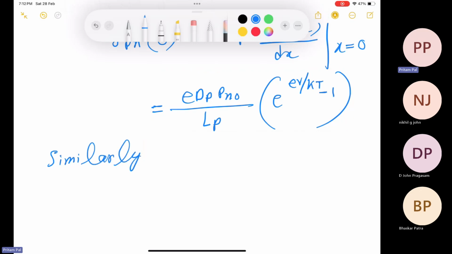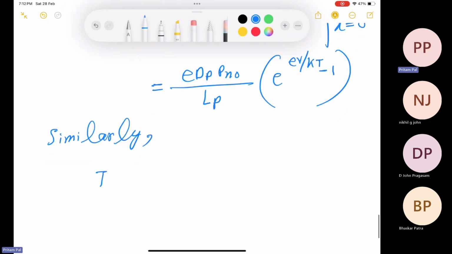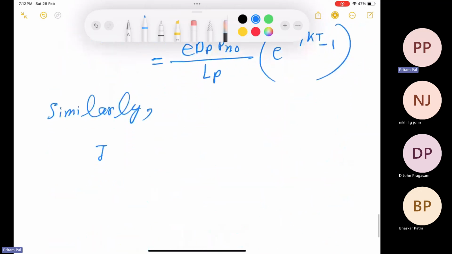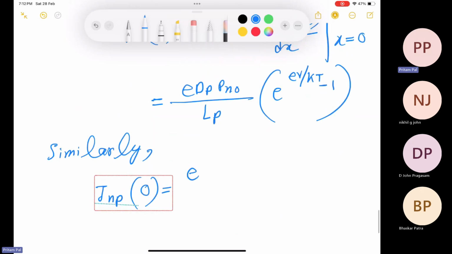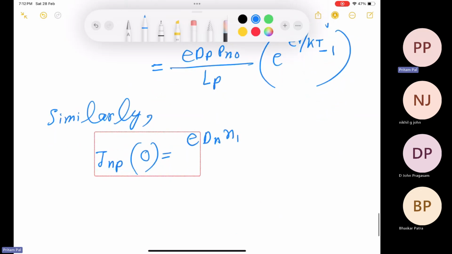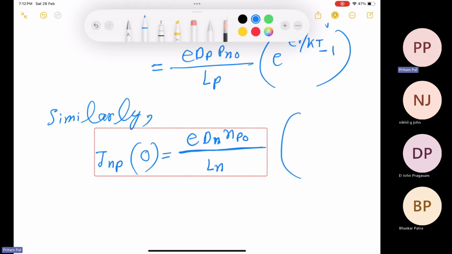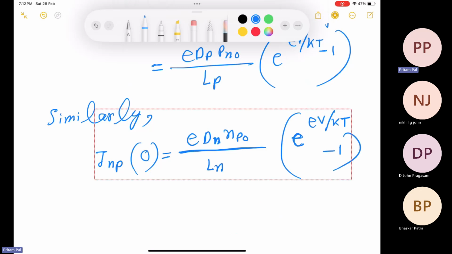So similarly, the electrons which are crossing the junction from n side to p side will also give rise to a minority electron diffusion current density. This has been denoted for p to n. Now from n to p, instead of Dp, it will be Dn. It's simple actually. This is Ln now. And this Boltzmann term will be the same. It only depends on the forward bias voltage and at what temperature you are operating.